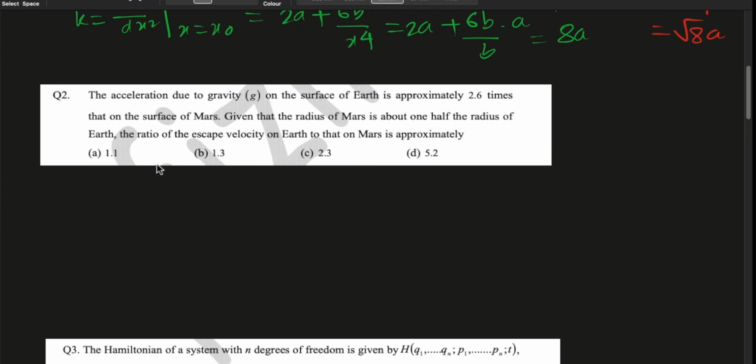The escape velocity on the Earth is approximately 2.6 times that on the surface of Mars, given that the radius of Mars is about 1/2 the radius of the Earth. What is the ratio of the escape velocity on the Earth to that on Mars?